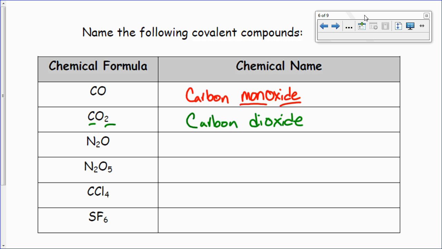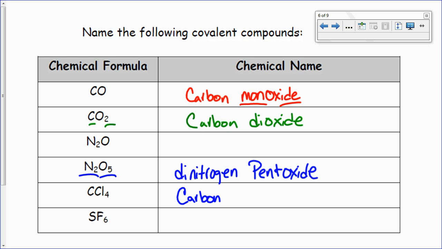Pretty common ones that we get into. I'm going to skip forward a little bit into a situation where we have 2 prefixes to apply. This one, N2O5. Well, there's 2 nitrogens, so I'd say dinitrogen. And then there's 5 oxygens, so penta. Dinitrogen pentoxide. So I'm applying all the prefix and suffix rules at the same time with covalent compounds. CCl4, well, there's carbon. So what's my prefix for 4? Tetrachloride.